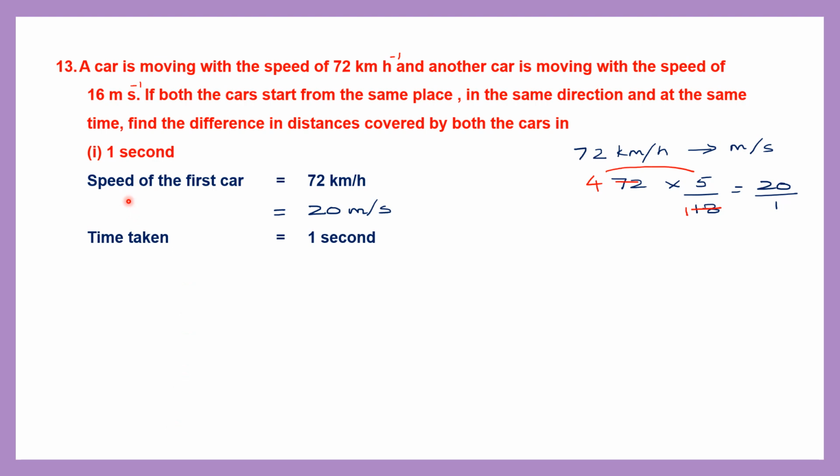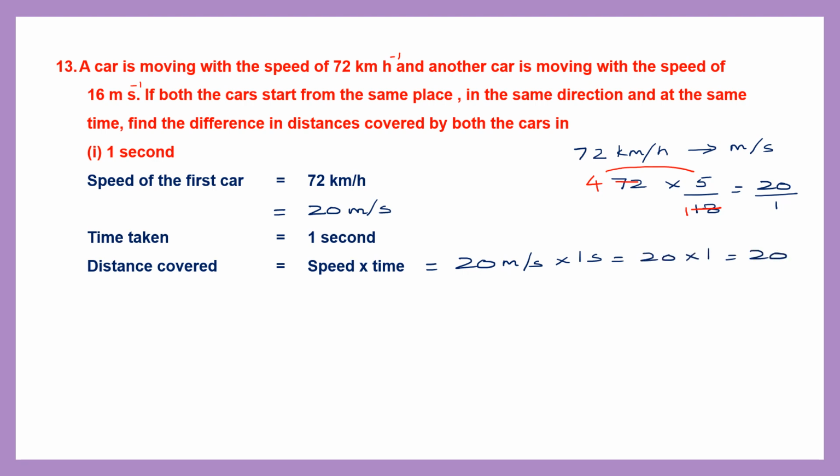So now we have speed in meters per second, time in seconds. Now we can find the distance by using the formula speed into time. Speed we just found out to be 20 meters per second and time is 1 second. So this is 20 into 1 which is 20. So here distance we have found out to be 20 meters. So we have found the distance covered by the first car, that is 20 meters. Now we have to find the distance covered by the second car also.